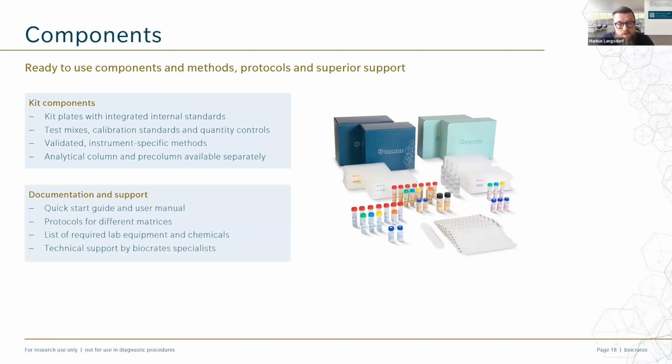Regarding documentation and support, you will get a quick start guide and a full user manual with all these detailed instructions. We also have protocols for different matrices. So the user manual includes human plasma, but we also have protocols for urine, for tissue samples, for fecal samples, for example. We provide a list of required lab equipment and chemicals that is required to process the kit in the lab. So for example, a nitrogen evaporator, or alternatively a pressure manifold, plate shaker, pipettes, and so on.